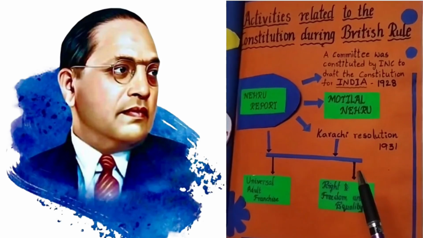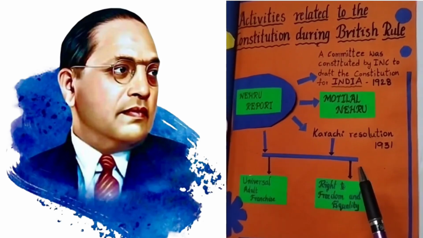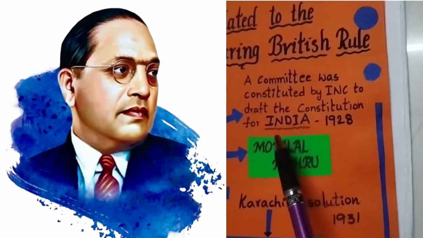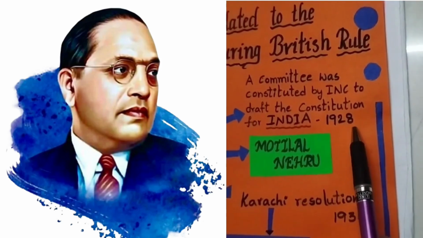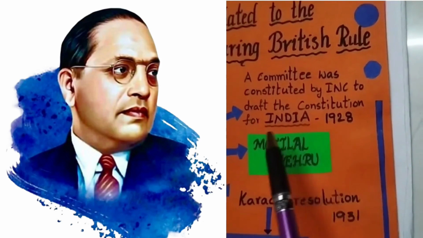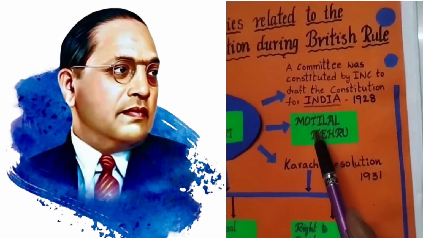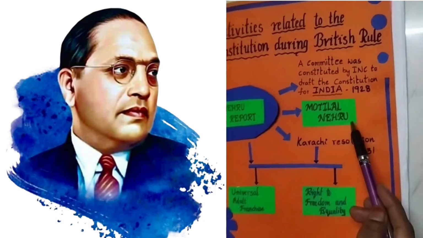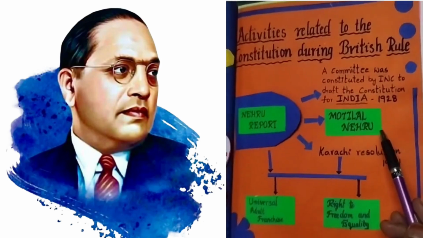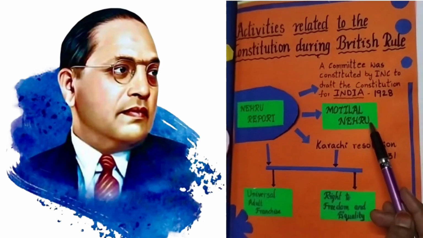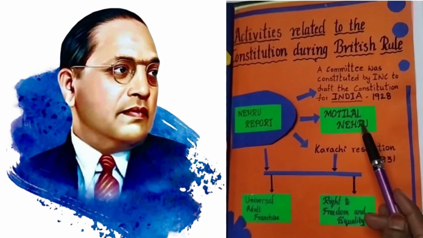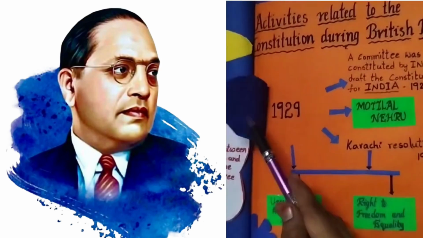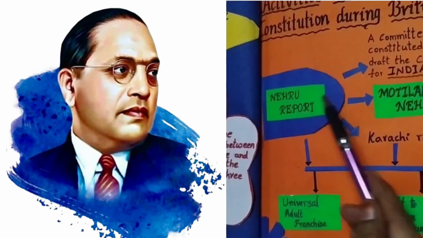In 1928, a committee was constituted by the INC to draft the constitution for India. Motilal Nehru, the father of Jawaharlal Nehru, was the chairman of this committee. This committee submitted its report in 1929, and it is called the Nehru Report.